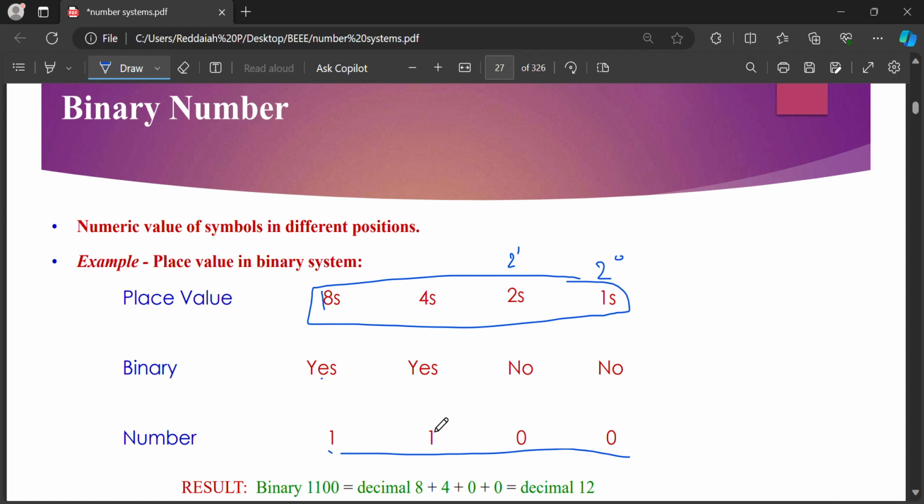8 and 4 are 1, hence the remaining are all 0. So 8 into 1 plus 4 into 1 plus 2 into 0 plus 1 into 0 will be 12. Hence the decimal number is 12 and the base is 10. That is the conversion. The value of the digits of a number depends on the position of the digit in the binary system.